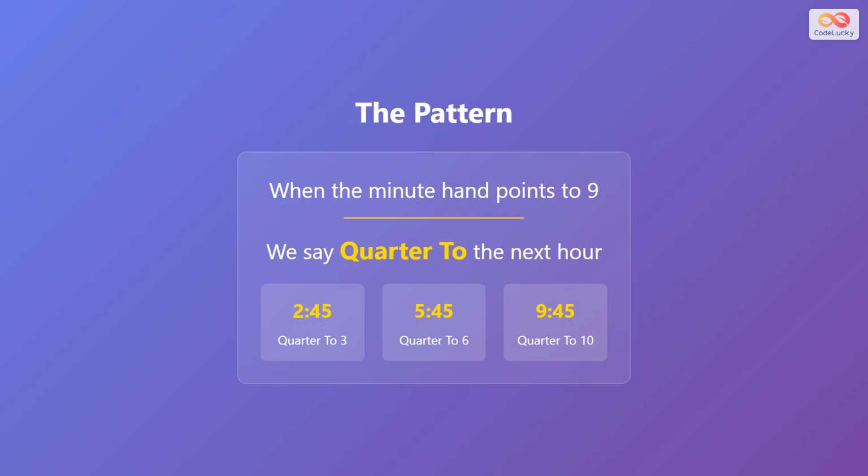Here is the pattern to remember. When the minute hand points to 9, we always say quarter to the next hour. So 2:45 becomes quarter to 3, 5:45 becomes quarter to 6, and 9:45 becomes quarter to 10. This pattern works for every hour of the day.